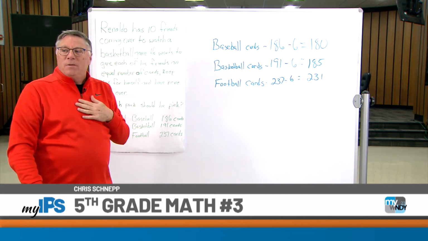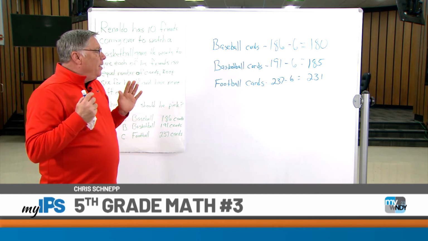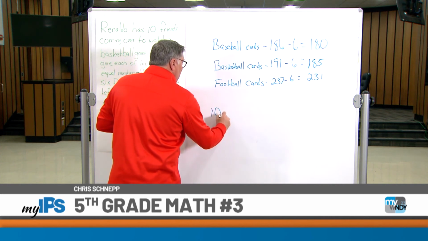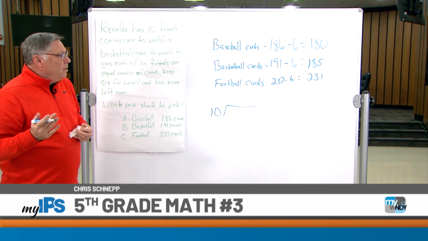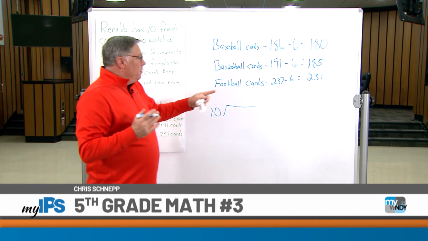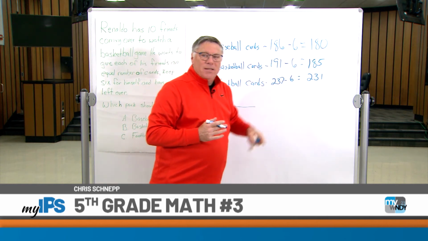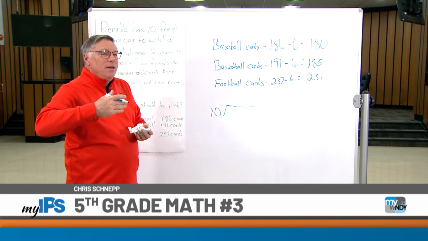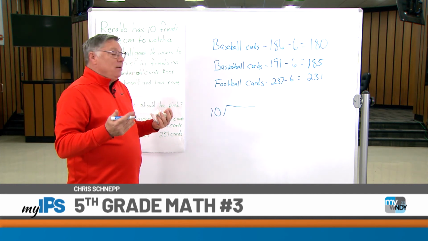Well, I can use my divisibility rules with this. This is a simple one where I know that I have 10 friends. I've got to find out how many cards I need to divide it by. Since this number ends in 0 and this number ends in 0, they have to go into each other evenly. That's the divisibility rule for 10. If the last digit ends in 0, it has to be divisible by 10.